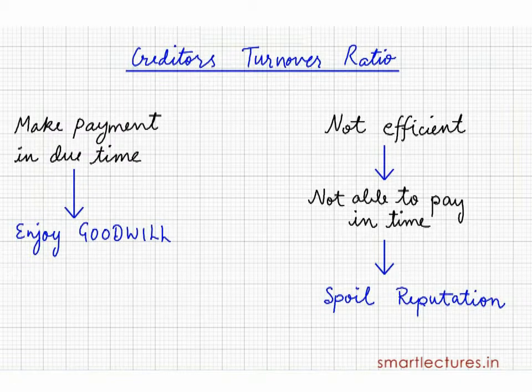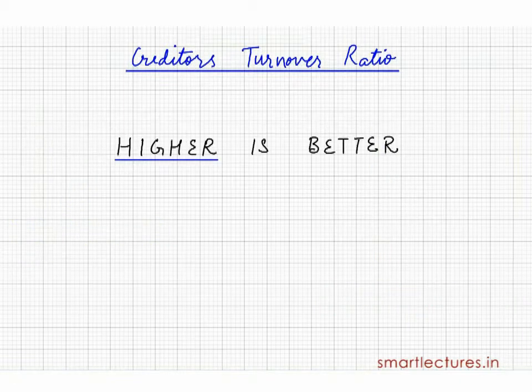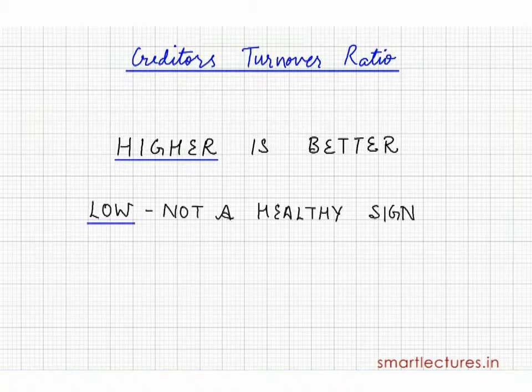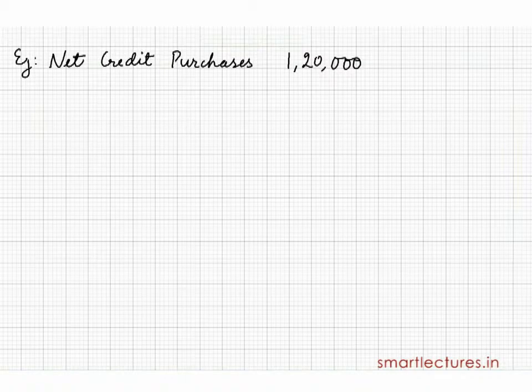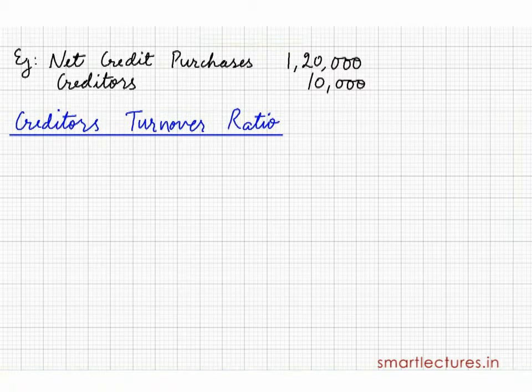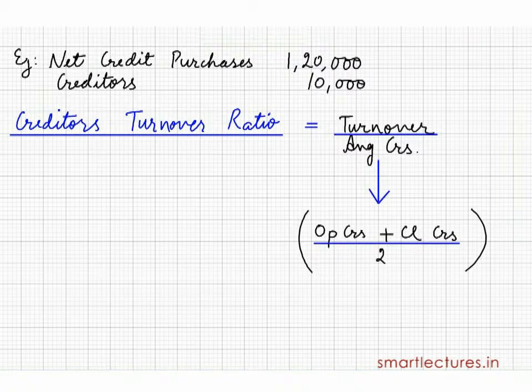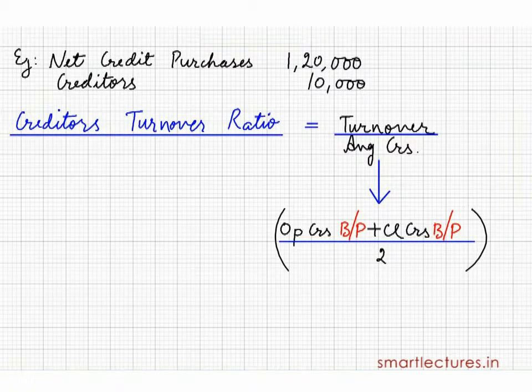If this ratio is higher, then it is better. If creditors turnover ratio is low, it means it's not a healthy sign for the company. For example, during the year, the company made net credit purchases of rupees 1,20,000, and on average basis, the creditors were 10,000. You know the formula is turnover upon average creditors, and average creditors means, just like debtors turnover ratio, opening creditors plus closing creditors upon 2. Creditors includes bills payable. Be careful.